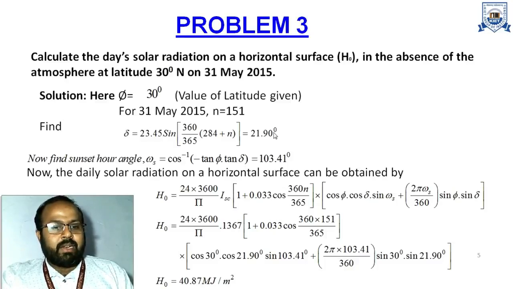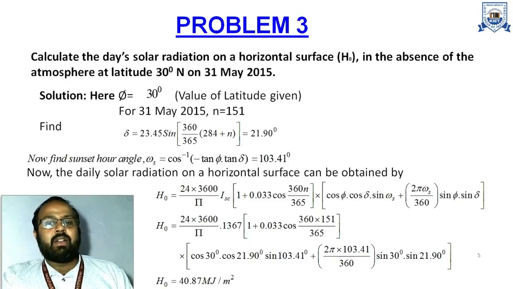After calculating the declination angle, in this problem we have to find the sunset hour angle, represented by omega s. Omega s equals cos inverse of minus tan phi into tan del. The values of phi and del we already calculated. Putting these in, we find the sunset hour angle is 103.41 degrees.